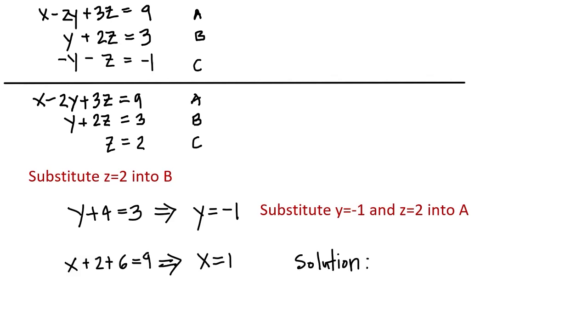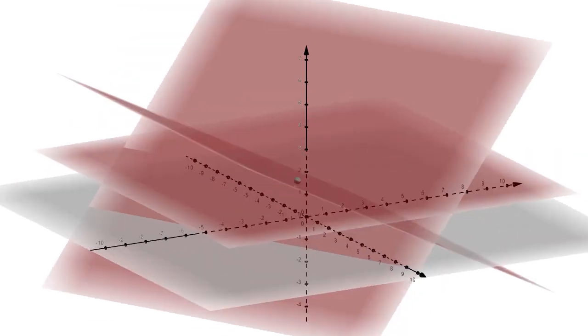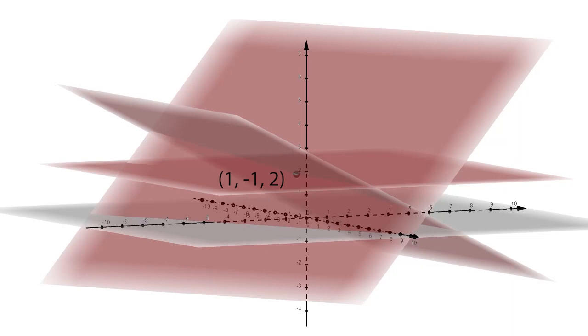So the solution to my system is x is 1, y is -1, z is 2, and this is the single point where the three planes will intersect. So we can check this by plugging x is 1, y is -1, and z is 2 into equations a, b, and c, and we see that we have got the correct solution. And we can also see this is the point of intersection of our three planes, the point 1, -1, 2.